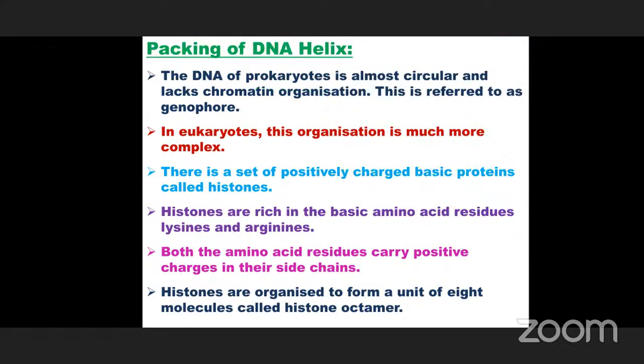Okay, the DNA of prokaryotes is almost circular and lacks chromatin organization. This is referred to as genophore. Genophore means that in the case of bacteria, in the place of the nucleus, only the genetic material DNA is present. Now it is the case of eukaryotes.